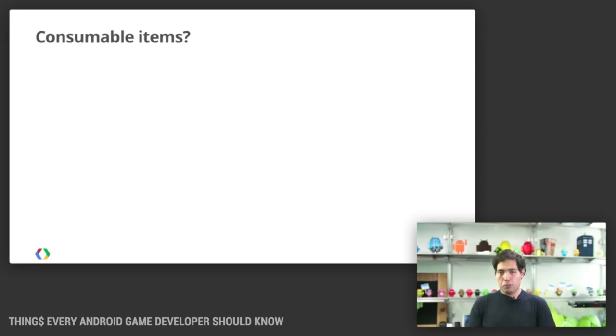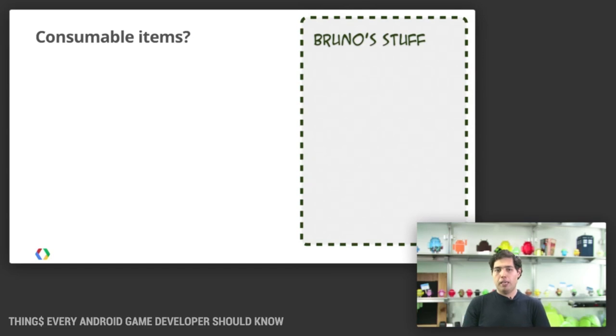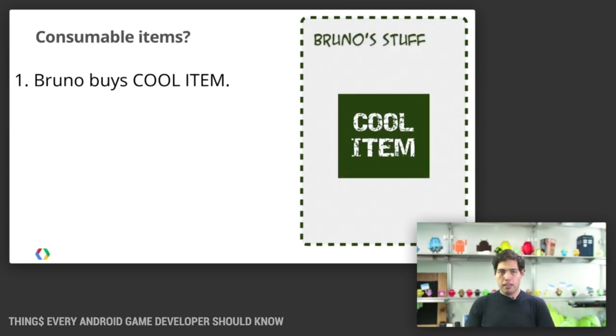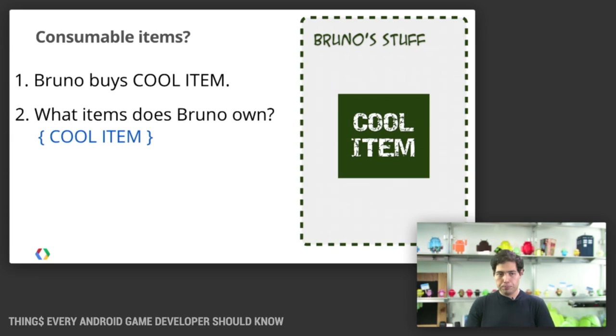So consumable items are a new feature in V3. So to understand how it works, let's do it like that. Somewhere inside Google Play, there is a box with my name on it. I know, I've seen it. And inside are all my virtual items. So what happens when Bruno buys cool item? When I buy cool item, an item called cool item appears inside that box. If you then ask Google Play, what items does Bruno own? It's going to return Bruno owns cool item.